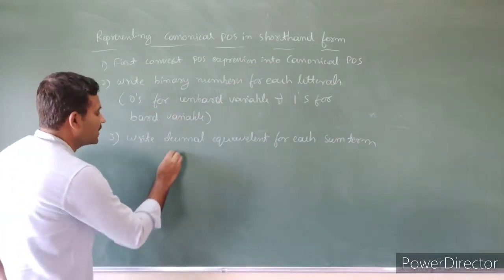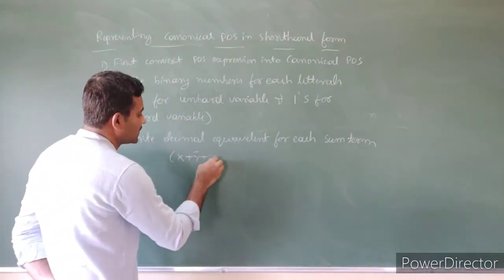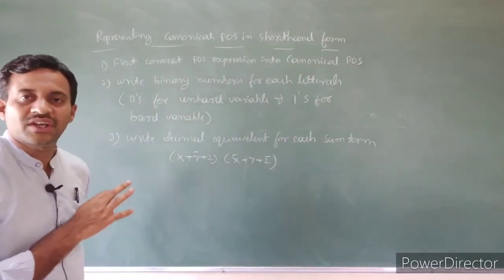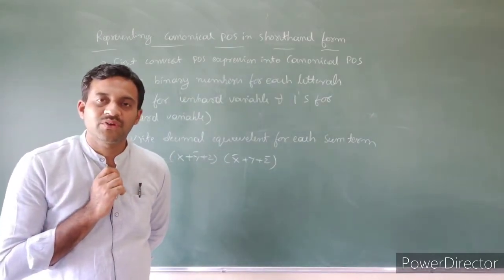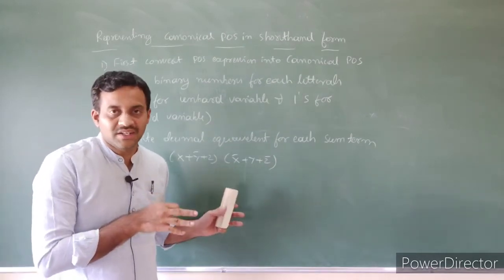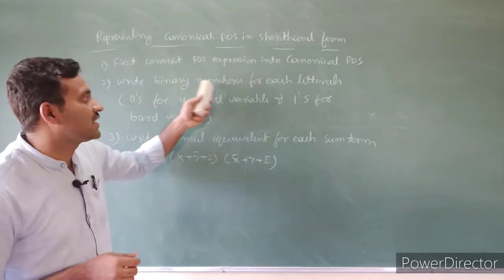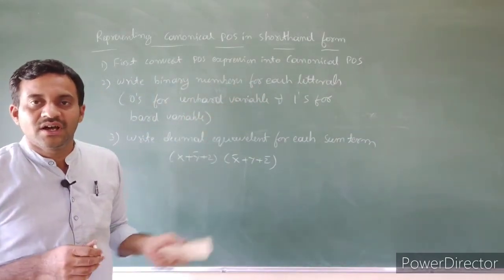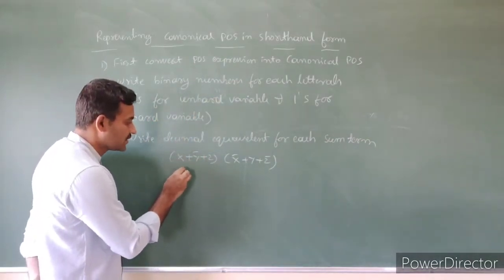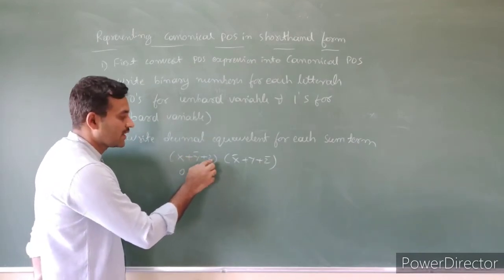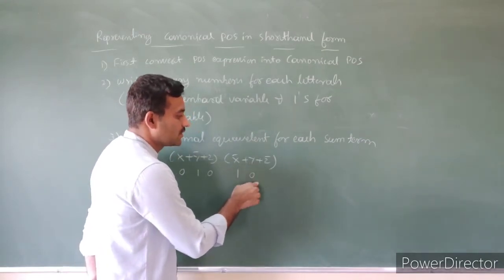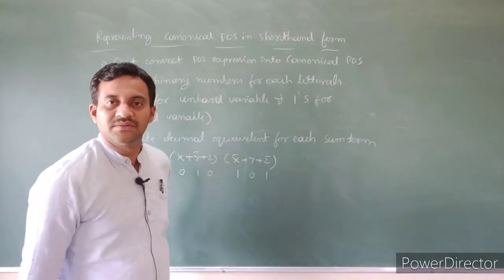See here the expression is x plus y bar plus z, x bar plus y plus z bar. It is a canonical POS. How do we know it is a canonical POS? Literals are x, y, z. Each sum term has all the literals. Then see the second step. Write binary numbers for each literal. Zeros for unbarred variable. Here x is unbarred, write 0. For the barred variable, write 1. Again z is unbarred, write 0. For the unbarred, 0. Again the barred variable is there, write 1.